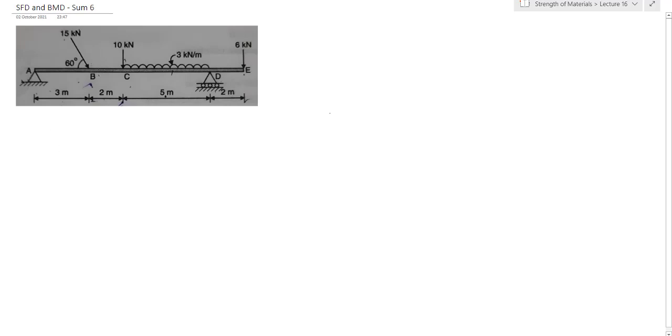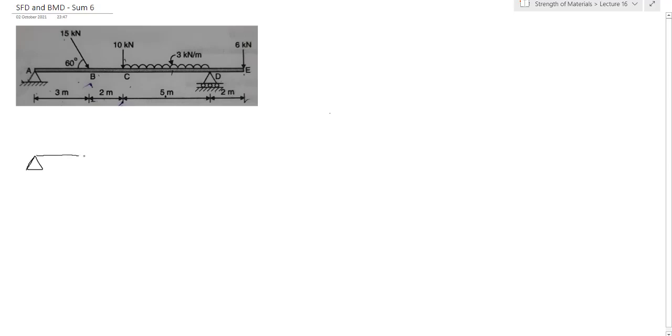See, in this sum, there is a force at an angle, 15 kilonewton at an angle of 60 degrees. There is a uniformly distributed load of 3 kilonewton per meter. Both these things we will include in our sum. First of all, it will be divided into two parts: a left side diagram and right side calculations. We will draw the left side first. Remember, all these diagrams have to be drawn with pencil, not with pen.